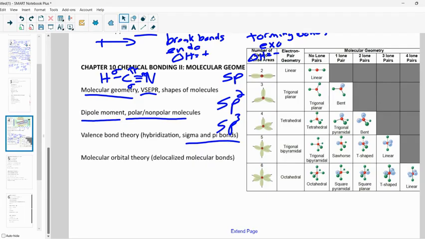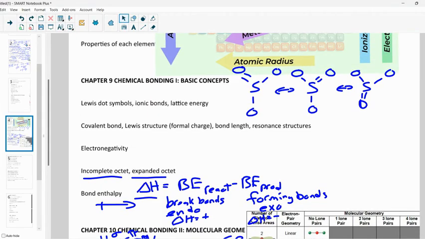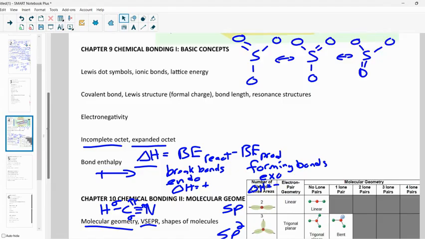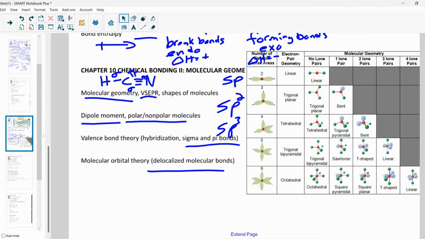Molecular orbital theory: delocalized molecular bonds. This is what explains my resonance structures. That bonding pair, that double bond, isn't locked in between that sulfur and that oxygen. Instead, it's free to move about the whole molecule, creating a molecular orbital. Instead of a bonding orbital just between them, it's across the entire molecule. And what does it do? It adds some stability to the molecule, and it's a way for us to explain our third bonds up there.